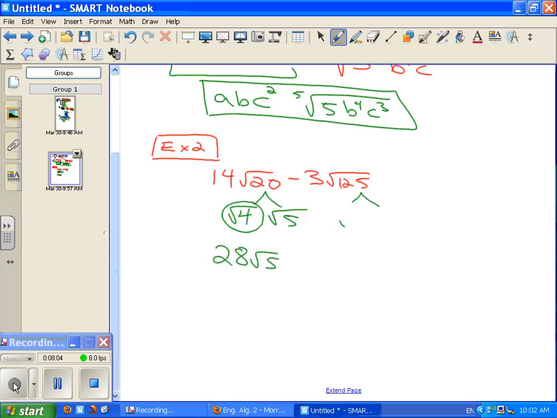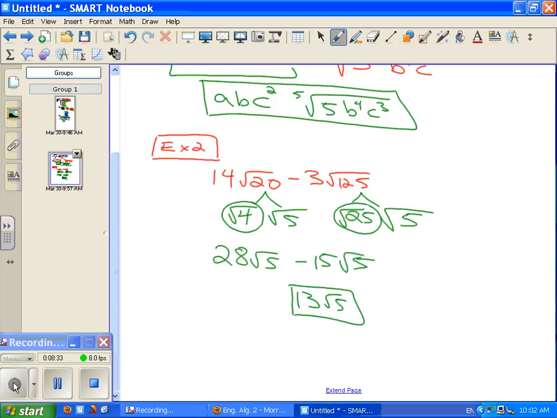Right? Any perfect squares in 125? 25 and 5. What is the square root of 25? 5. And I already had this 3 out here. So now once they're simplified, can I put them together? Yep, so I'm going to have 28 of these minus 15 of those. Total, left over, 13 of these.